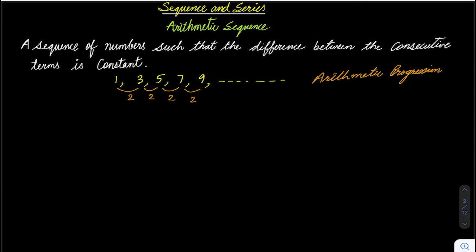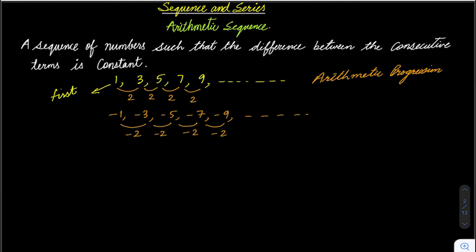Okay, so now let's take one more example. Let's take this example: -1, -3, -5, -7, -9 like this. So in this, the difference between two consecutive terms is -2. The first term of the sequence, as it's the first term, is known as the first term. As simple as that.